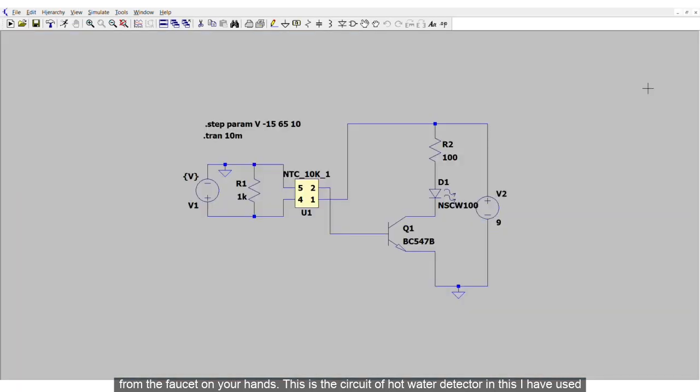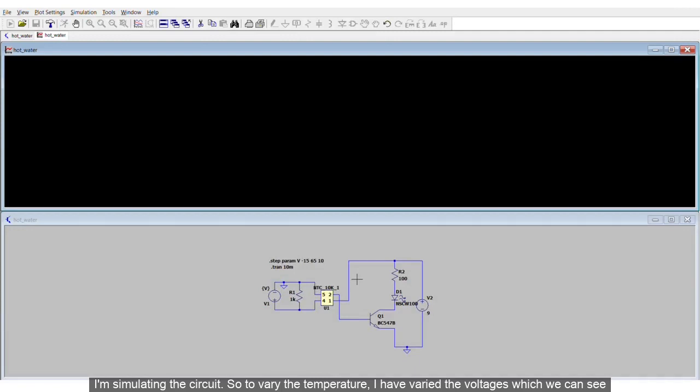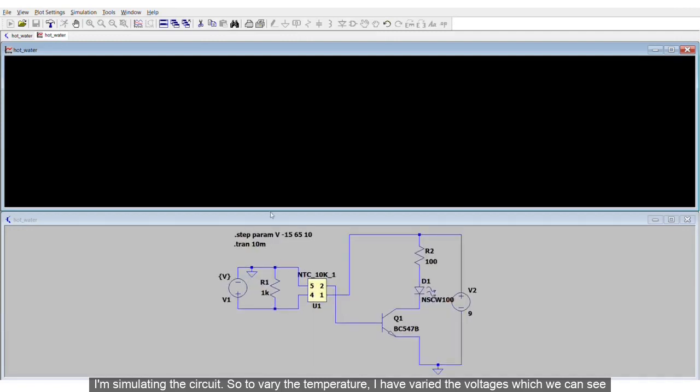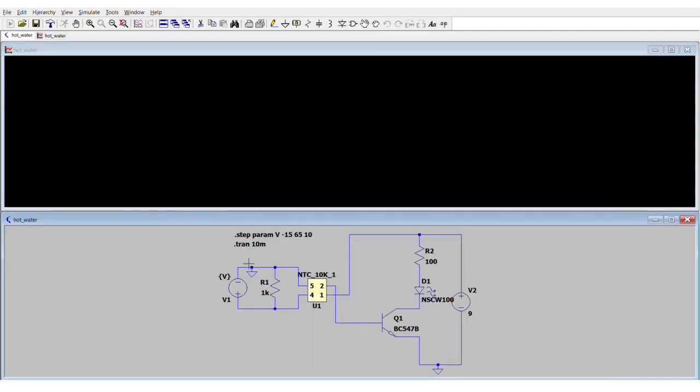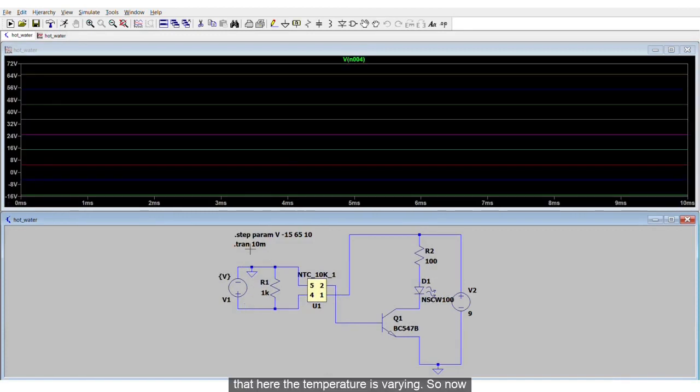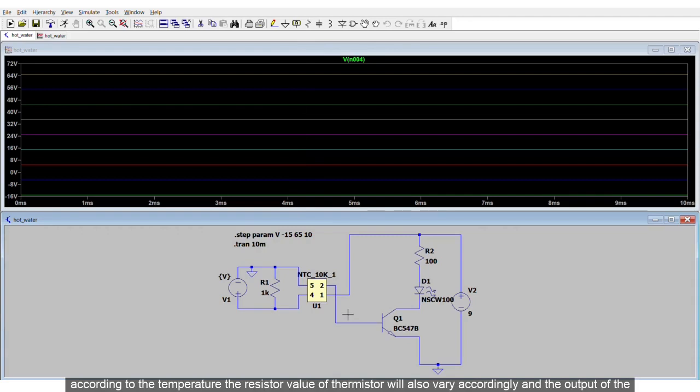This is the circuit of the hot water detector. In this I have used an NTC thermistor. The transistor is acting as a switch. Now I am simulating the circuit. So to vary the temperature, I have varied the voltages, and we can see that here the temperature is varying. So now according to the temperature, the resistance value will also vary according to the thermistor.